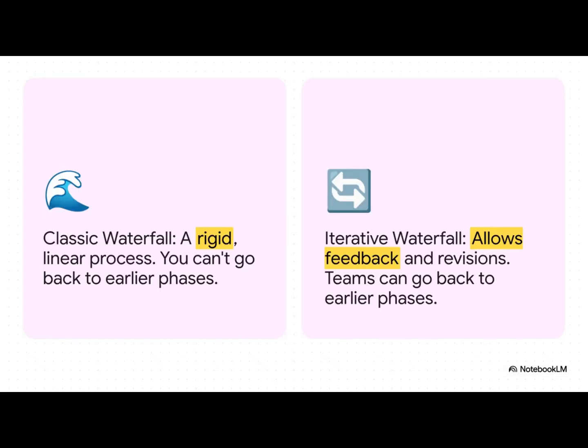One of the very first upgrades was simple but kind of brilliant: the iterative waterfall. It keeps that same linear flow, but, and this is a big deal, it allows you to go back a step if you find a problem. It introduced just a little bit of that much-needed flexibility.